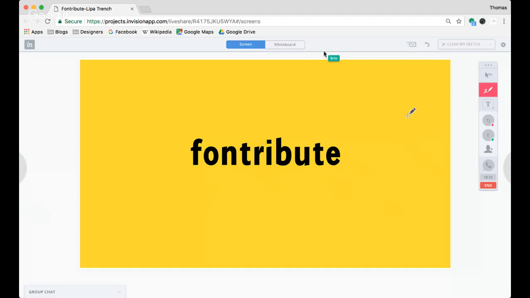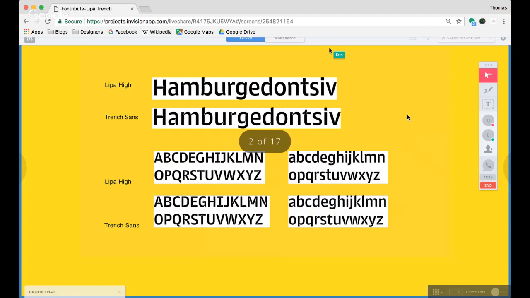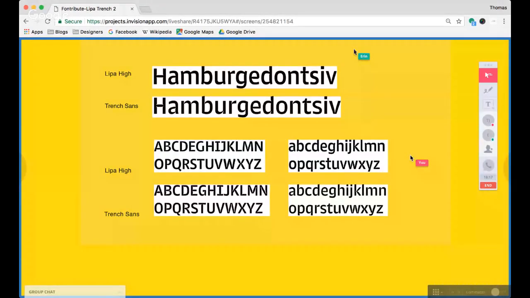Let's check out the slide. Today we are going to compare two different Agate typefaces, which are typefaces designed for very small printing sizes. So let's say 4, 5, 6-point type, something really tiny. And we have Lipa High, which was released by TypeTogether, and Trench Sans, which was released by Indian Type Foundry, or ITF. Do you want to just jump in and see what we got to explore? Yeah, let's see what the differences are.